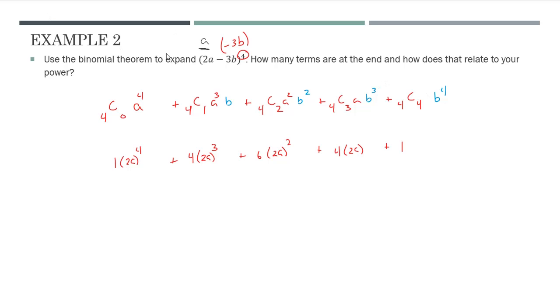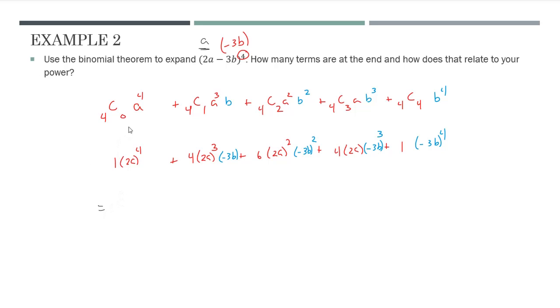And now I have to do the same thing for all the b's. So here there's no b. In the second term, there is a b. So it's going to become minus 3b. Again, that minus is part of it. And then here it's going to become minus 3b all squared. And in this fourth term, it's going to be minus 3b cubed. And our last one, minus 3b to the power of 4. Now we need to simplify that as much as possible.